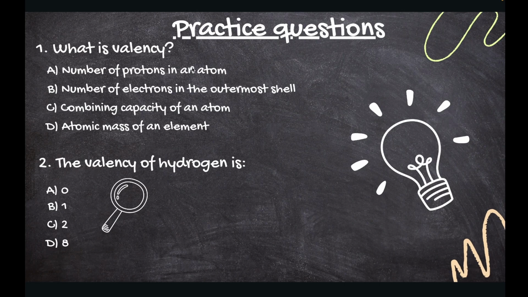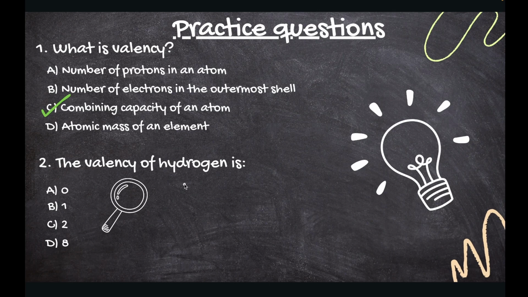So, here is your first question. What is valency? Option A is number of protons in an atom. Option B is number of electrons in the outermost shell. C is combining capacity of an atom. And D is atomic mass of an element. As we previously studied, valency is the combining capacity of an atom. So the answer will be C.